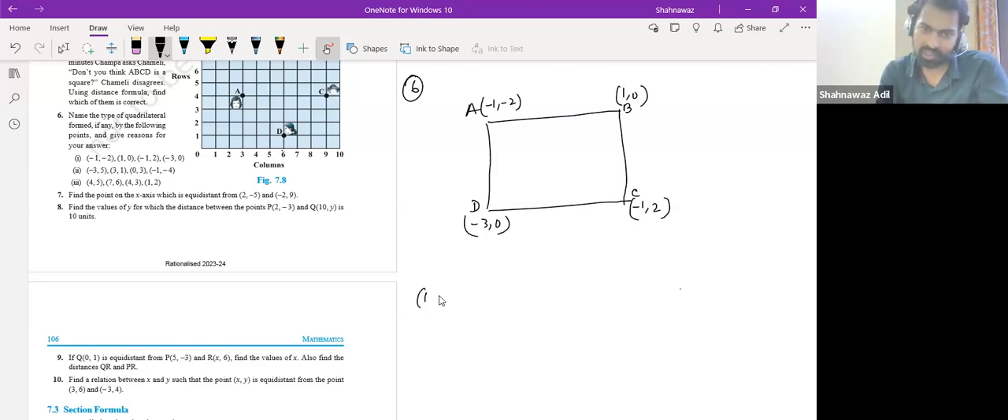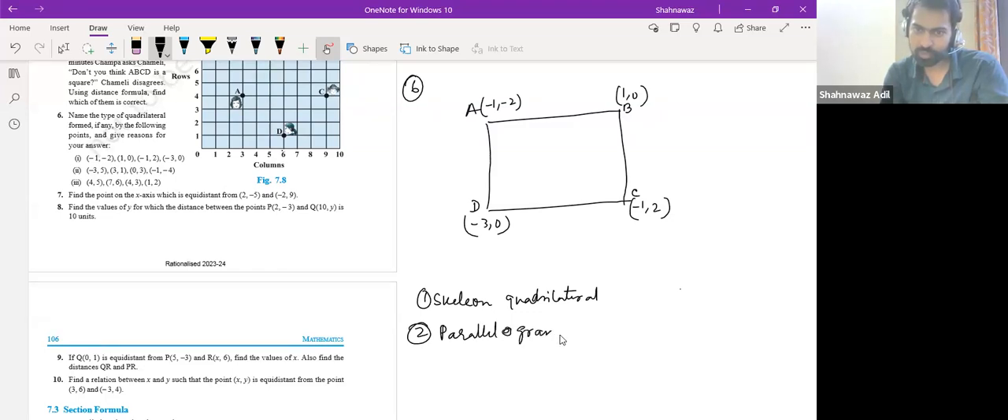We have one, the scalene quadrilateral, right? And the other one, let's say, is the parallelogram. And then we have the rectangle, and then the square, and then the rhombus.